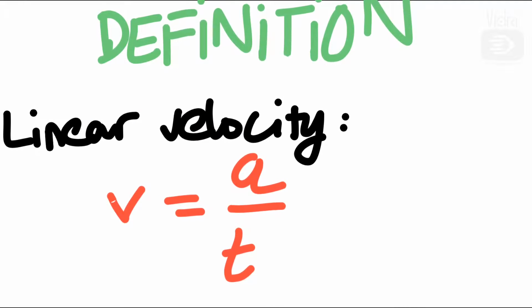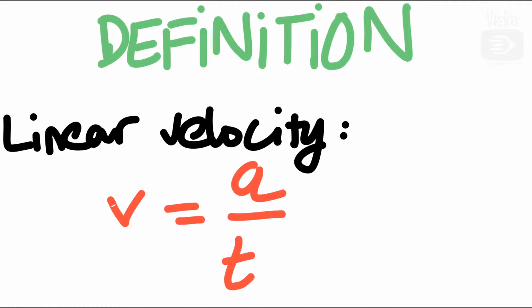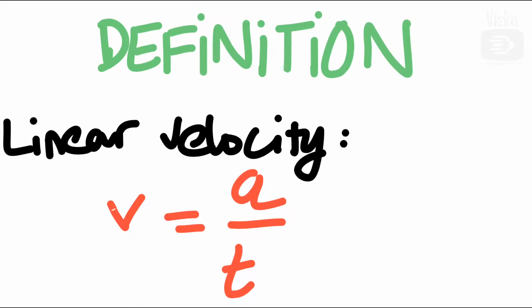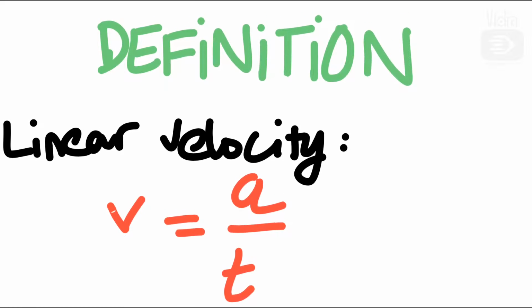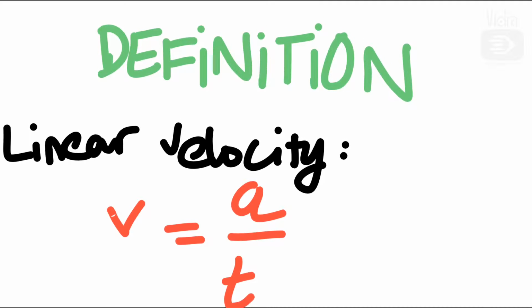To learn rotary motion today. The definition of linear velocity: a point on a rotating object is the distance the point travels along its circular path per unit of time. The formula is v equals A over time, t.